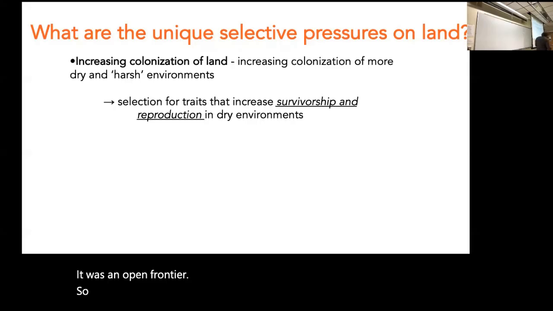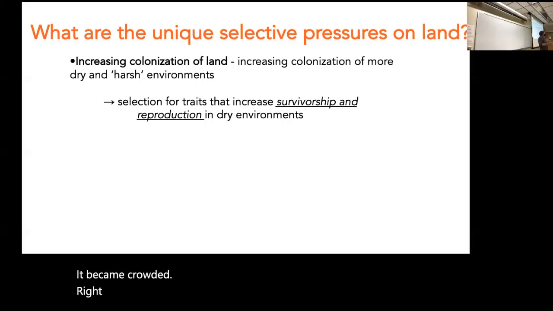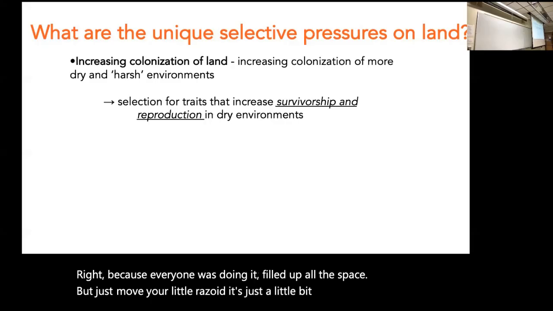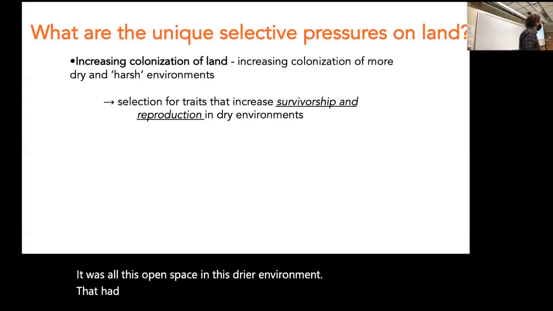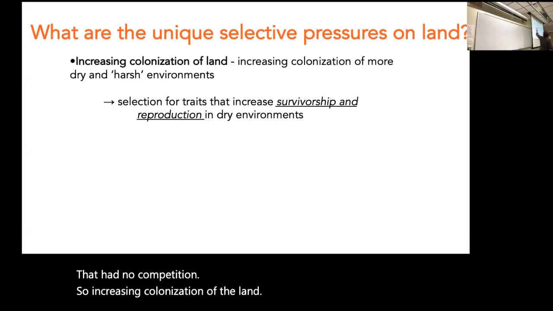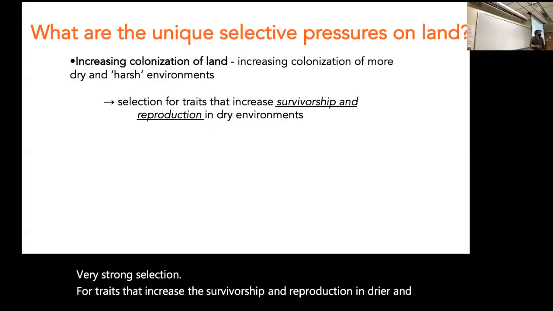So the first land plants got a foothold in these really wet areas. And very quickly, it became crowded. Right? Because everyone was doing it. Filled up all the space. But just move your little rhizoids just a little bit further, all this open space, in this drier environment that had no competition. So increasing colonization of the land, increasingly more dry and harsh environment, very strong selection for traits that increase survivorship and reproduction in drier and drier environments.